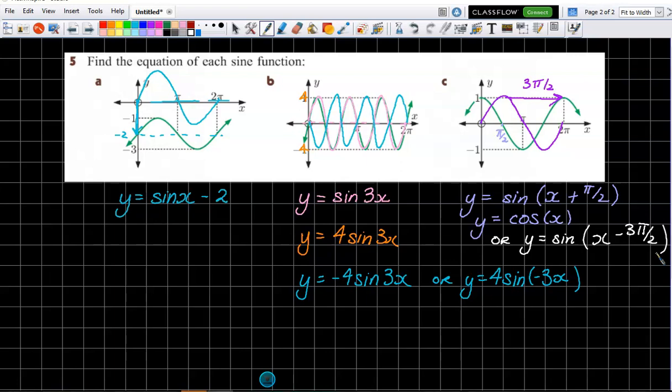So again, there's not just one way to write these things. What do we want to try and do? We want to try and use the smallest value possible, right? But if you were doing this in an assignment, worksheet, test, whatever, and one of you had this and one of you had this, all good, right? Different equations, same graph.